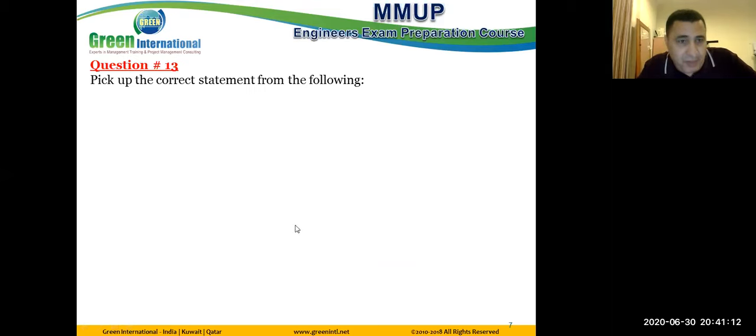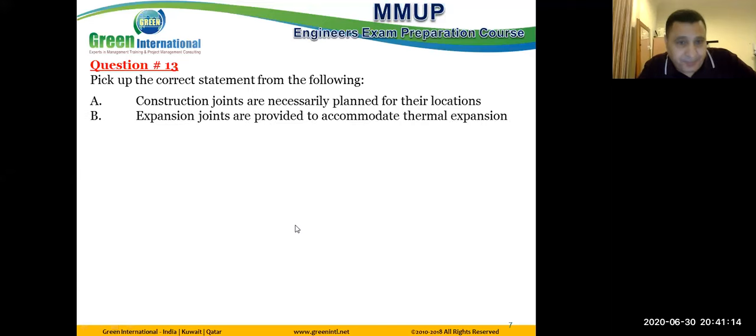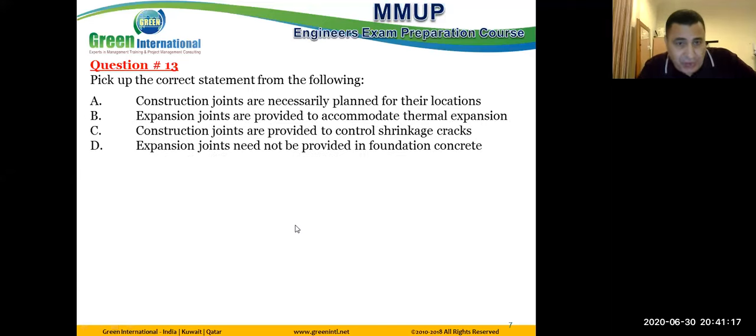Number 13, pick up the correct statement from the following. Construction joints are necessarily planned for their location. Of course. Expansion joints are provided to accommodate thermal expansion. Something wrong or something right, okay. Construction joints are provided to control shrinkage. Very fast. Nasser, you already have it. The answer is A, guys. All above. The answer is correct.